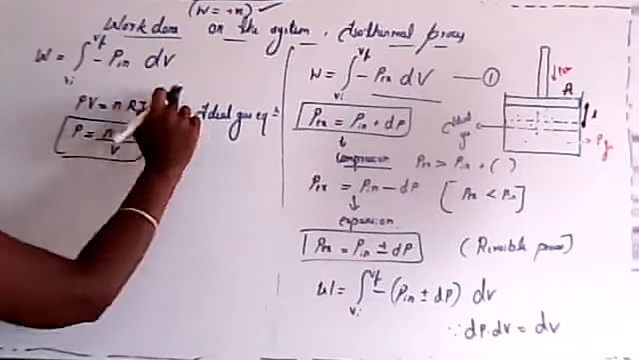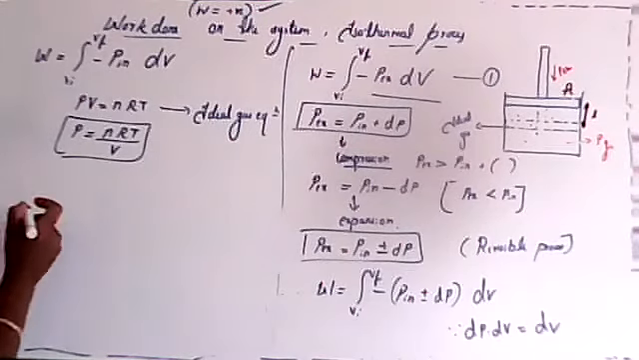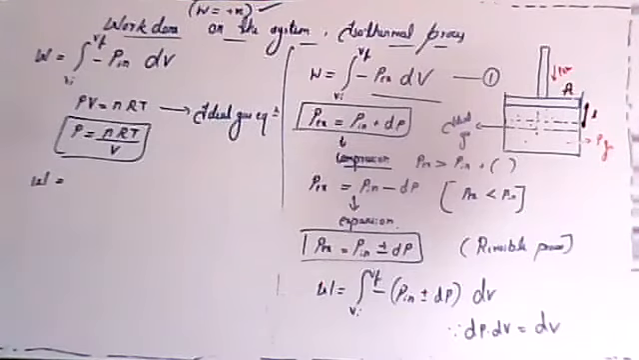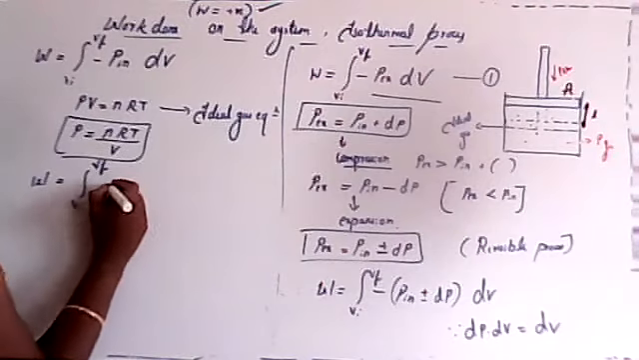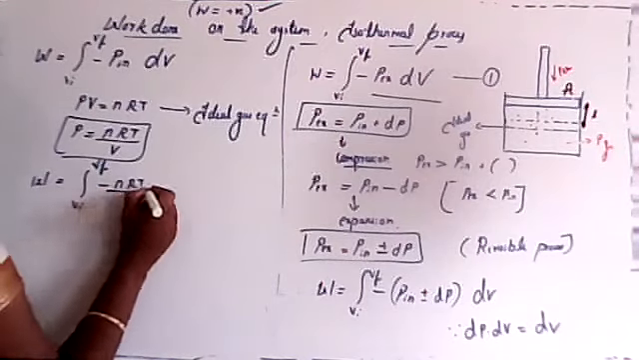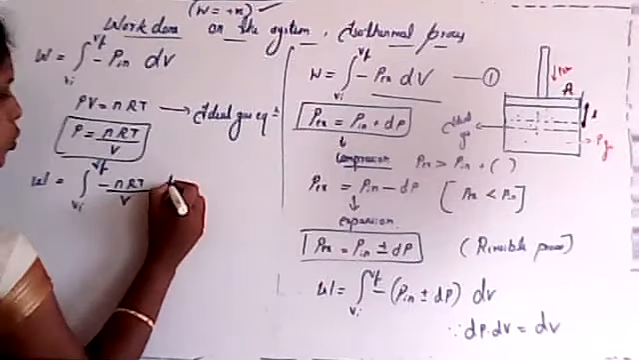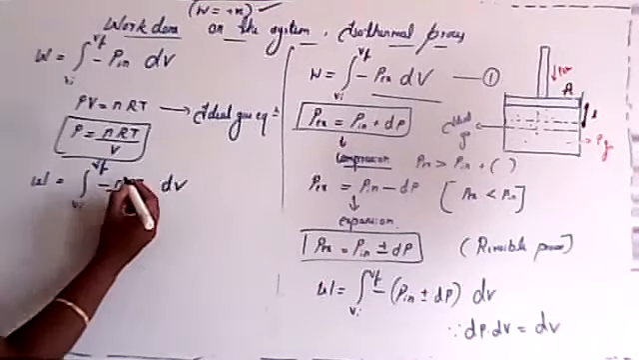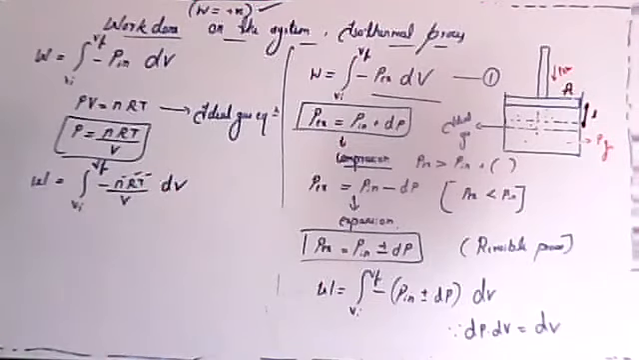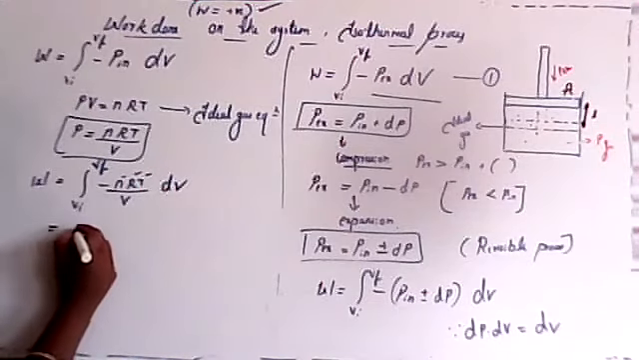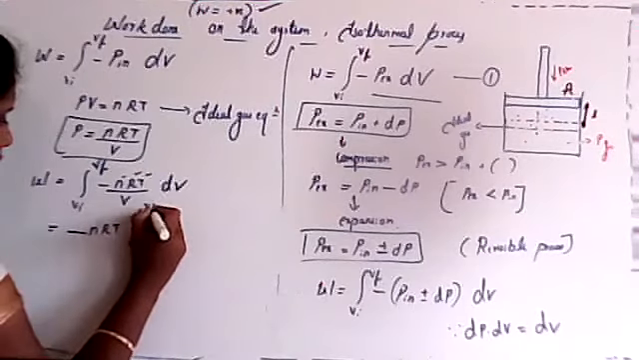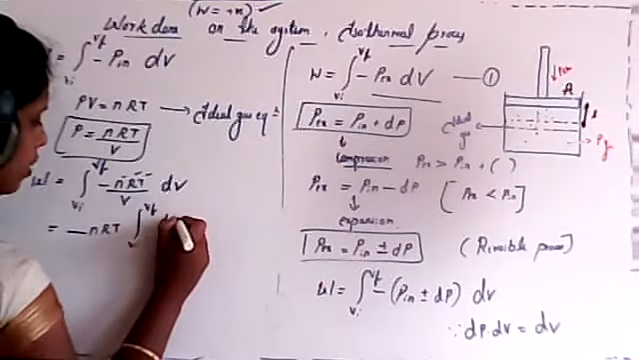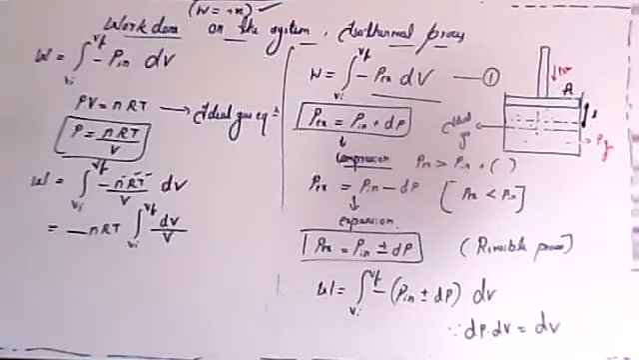Substitute this value in this equation. What you'll get? W equals integration from Vi to Vf of P, that is minus nRT divided by V into dV. See, in this case, n is constant, R is constant, and T is constant. So that's why I'll take nRT outside the integration of Vi to Vf of dV by V. Isn't it?